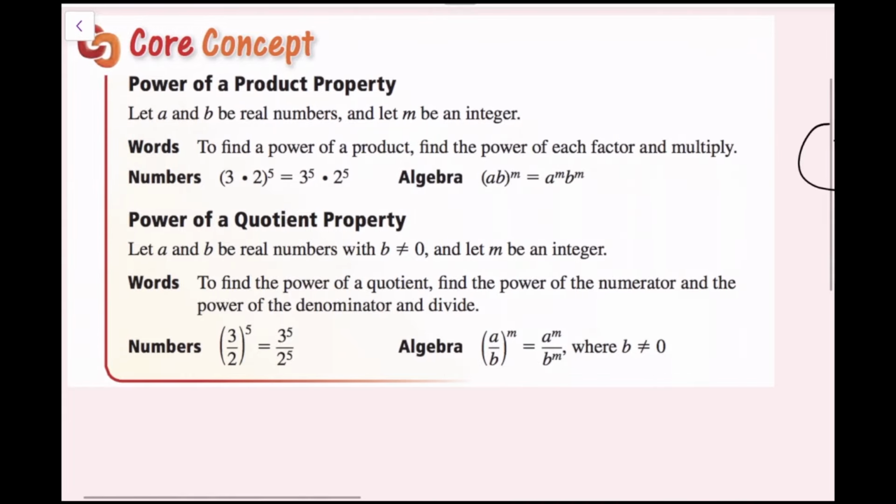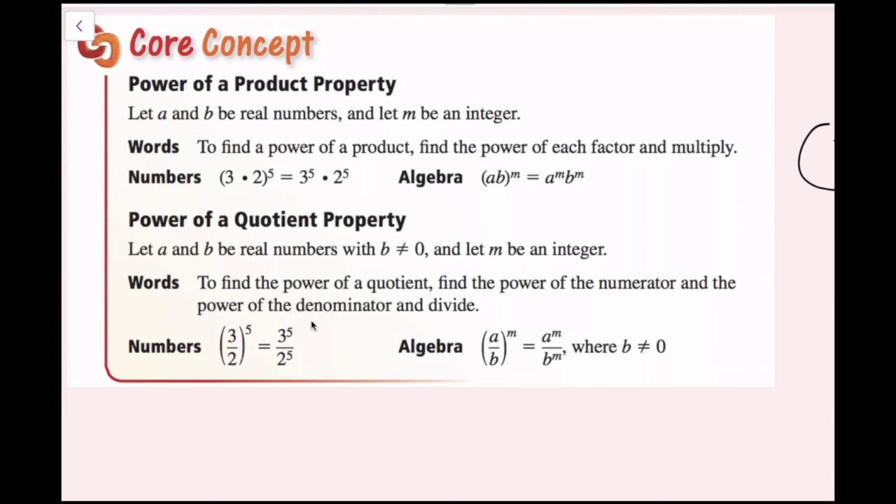Our next property is the power of a quotient property. Let A and B be real numbers with B not equal to 0, and let M be an integer. To find the power of a quotient, find the power of the numerator and the power of the denominator, and then divide. Okay, so over here, I have 3 over 2, that entire quantity, to the 5th power. That's the same as 3 to the 5th over 2 to the 5th. And then for algebra, I have A over B to the M power. Well, that is A to the M over B to the M, and B does not equal 0.